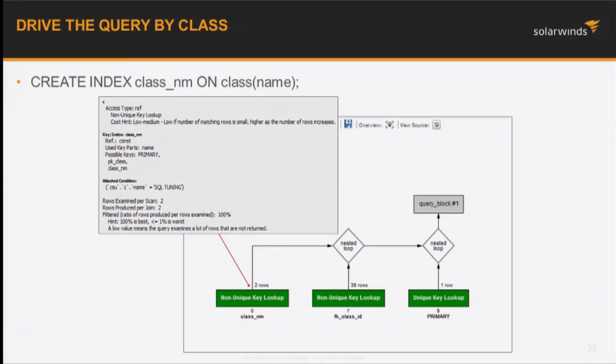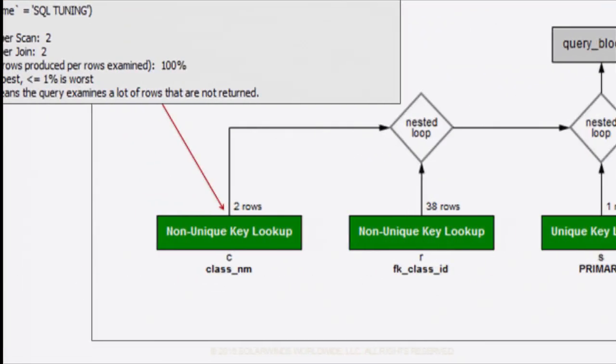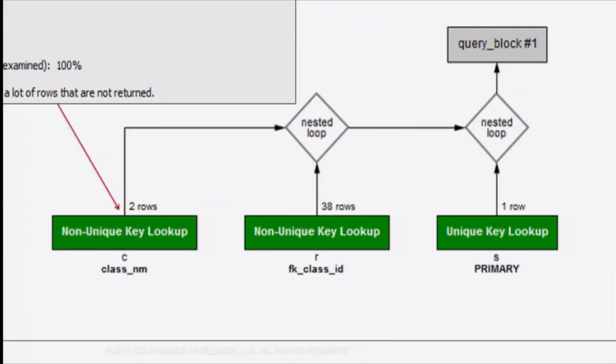So let's go ahead and try to add the index and see if that fixes it. So we add the index on class name. I just called it class NM. And you can see it really improved it. Now we're going to class first, using my class name index. I get 2 rows. Go to registration, I get 38 rows. And then finally, I go to student.